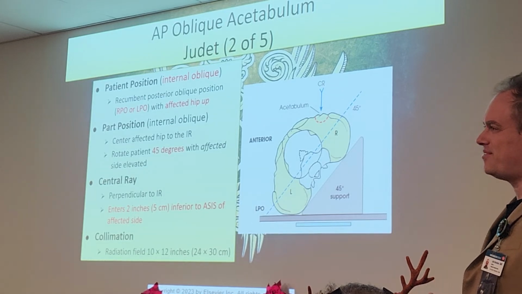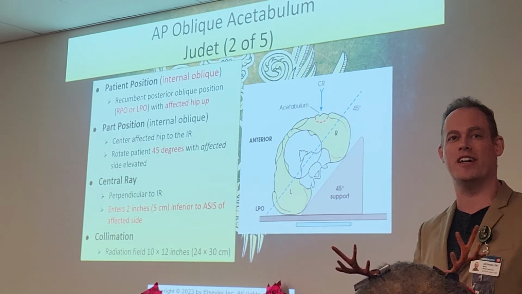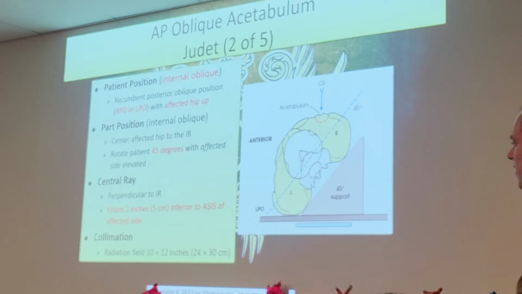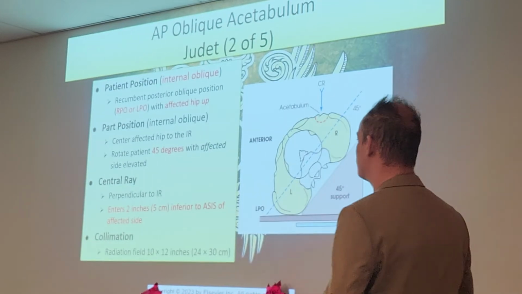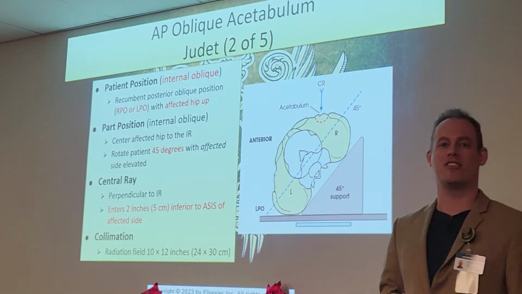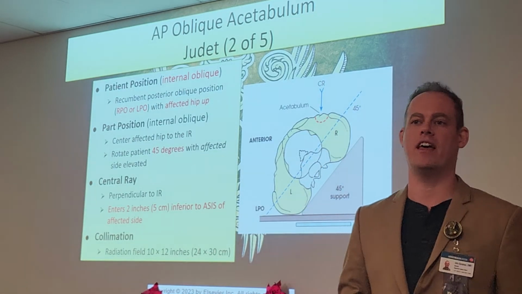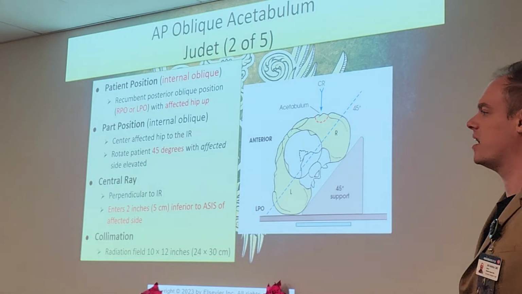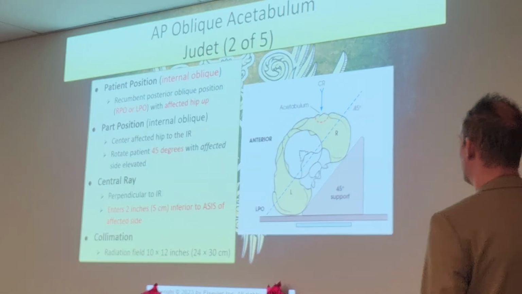Patient will be in a 45-degree oblique with the affected side elevated. Central ray will be perpendicular to the IR, entering 2 inches inferior to the ASIS of the affected side. 10 by 12 lengthwise cassettes.